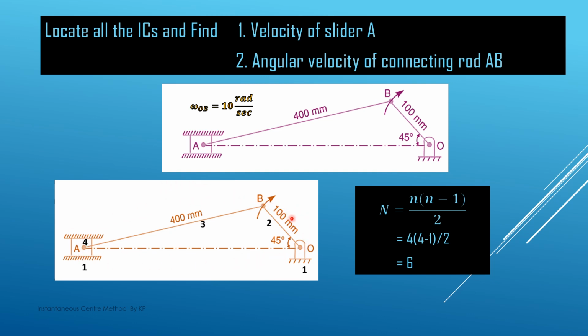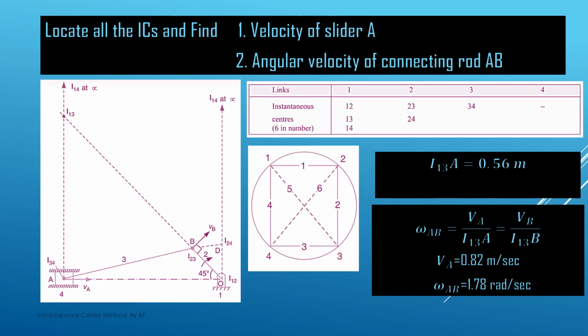In the next slide we have to see how to locate all the 6 ICs and how to find out the velocity of the slider and the angular velocity of the connecting rod. So first we have to see the naming of the IC, and for this we have to make this table, as we have already discussed. There are 4 links. So in the first row we show the links, that is 1, 2, 3 and 4.